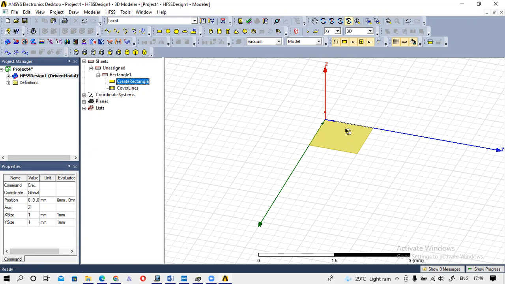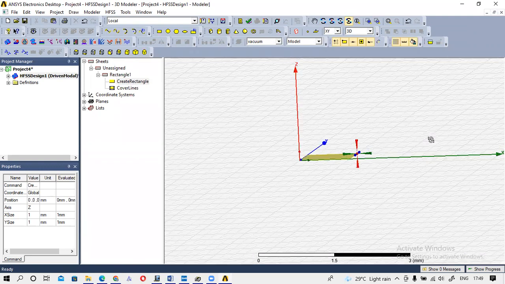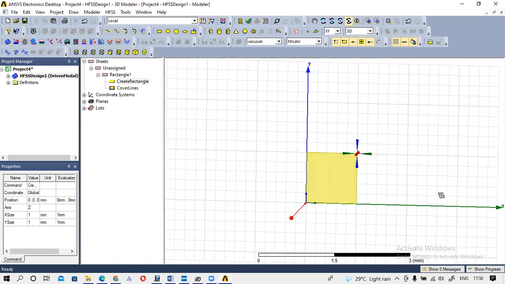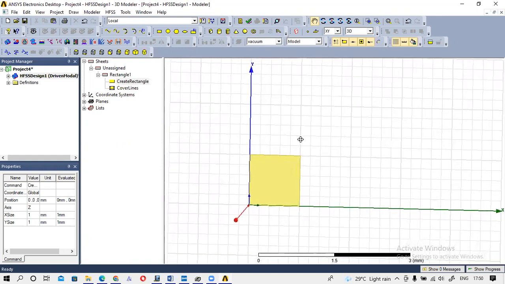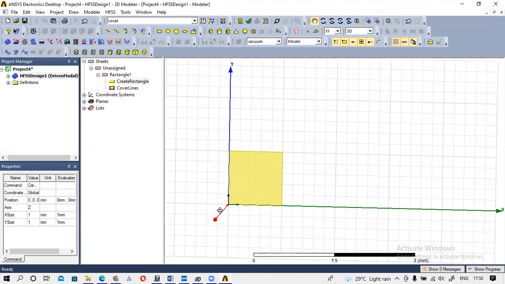If I click here, you can see that I can rotate this. How do I rotate? y is the vertical axis, like this. So this is our usual orientation, and I will use this like this. Now I have a rectangle. The rectangle position starts here at 0, 0, 0. It has a width in the x plus direction of 1 millimeter and in the y plus direction 1 millimeter.